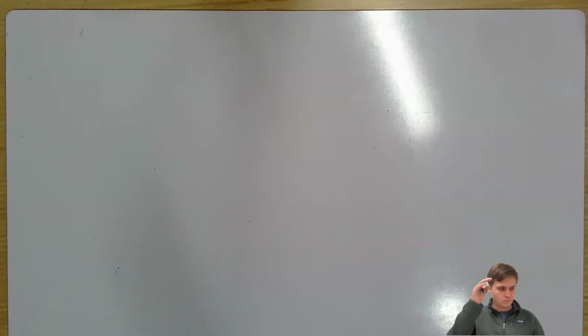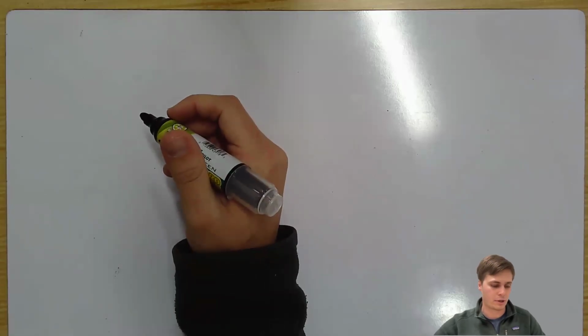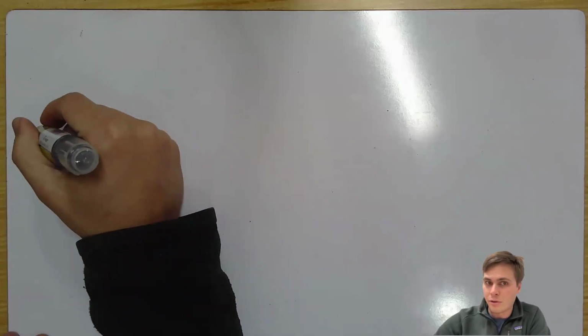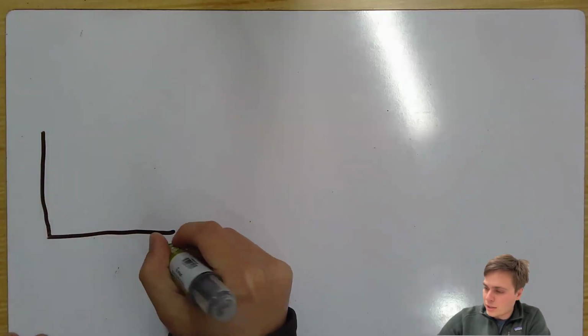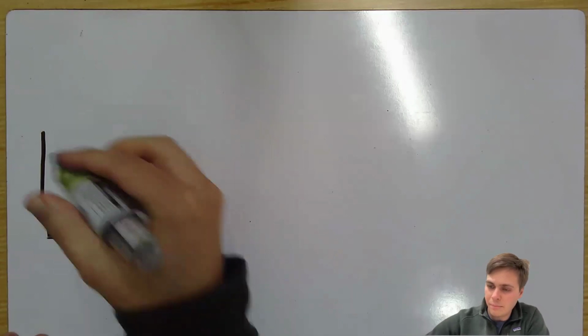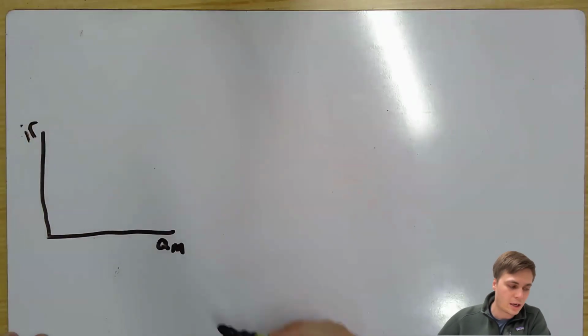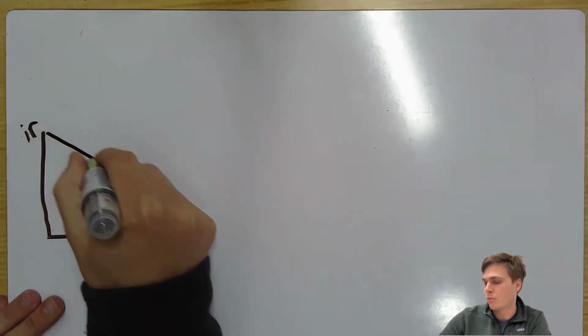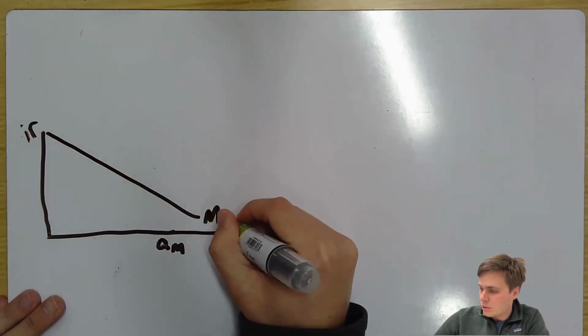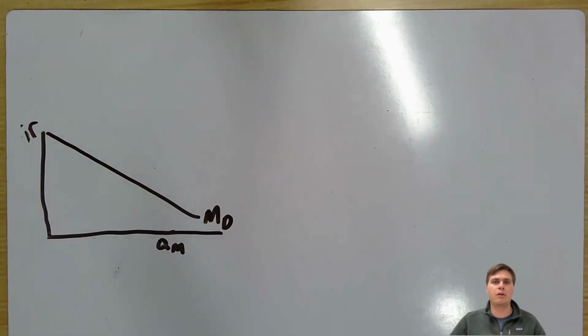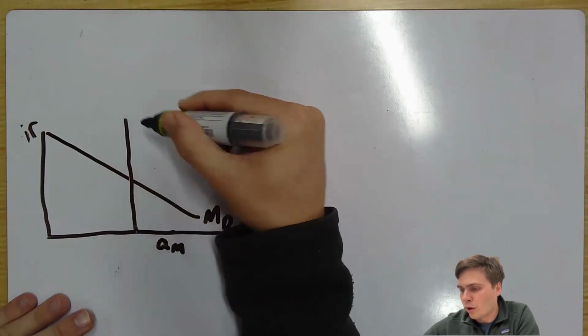All right. So, let's talk here about the shifters for the money market. So remember, if we talk about our money market graph here, we had the following. We have our quantity of money, QM. We have our interest rates up there as our y-axis. We have a downward sloping demand for money, M sub D, or you could do big D sub M, and a vertical money supply.